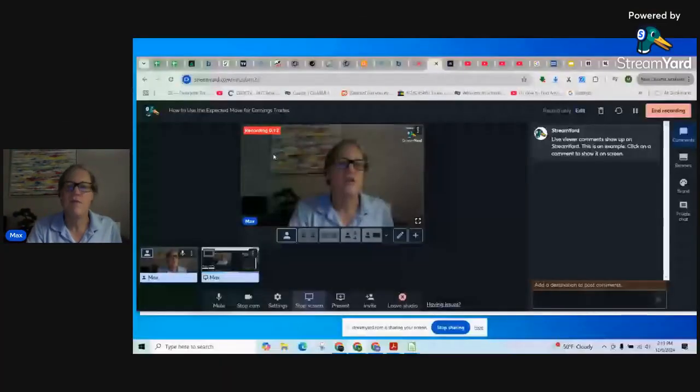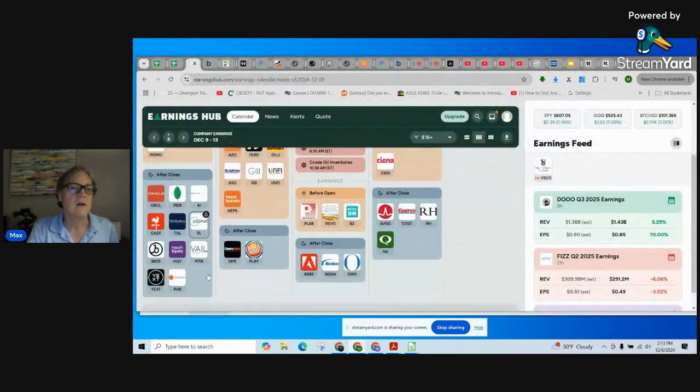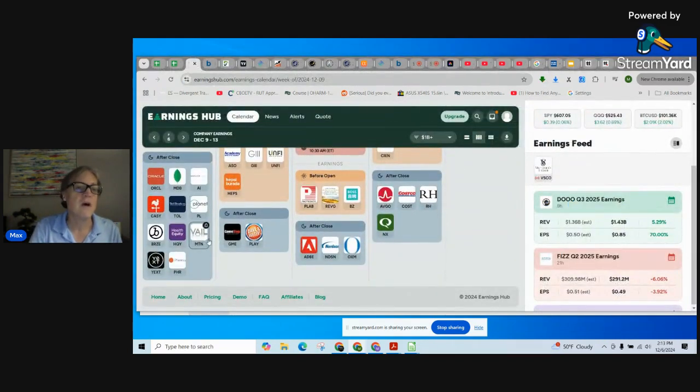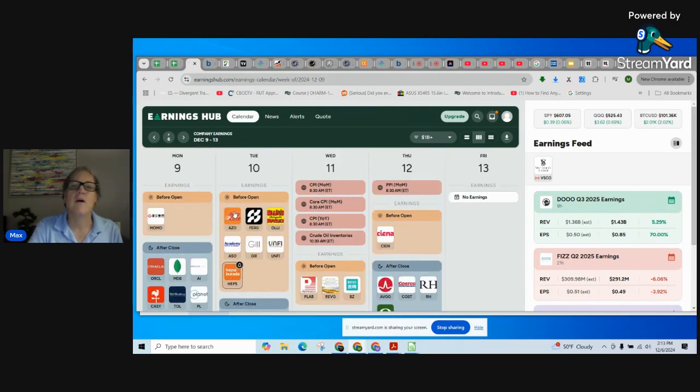I had a question yesterday about some option stuff. I'm talking about these earnings trade strategies. To trade these earnings trade strategies, you have to figure out what the market maker expected move is. Where does the market maker expect the price to go? Let's look here. On Monday we have earnings coming up in, well, MongoDB.